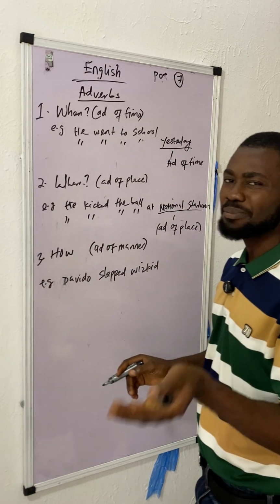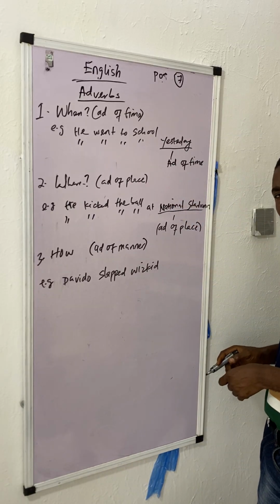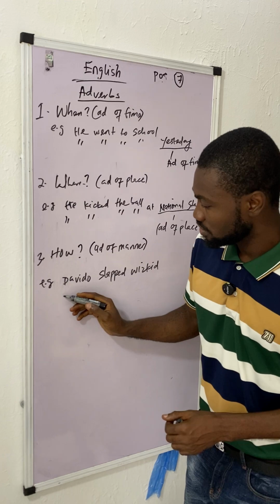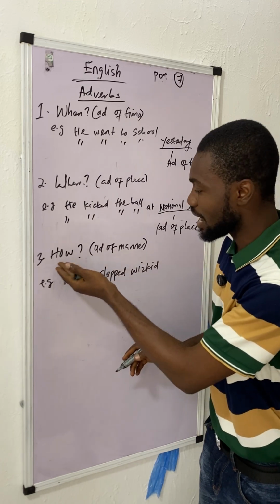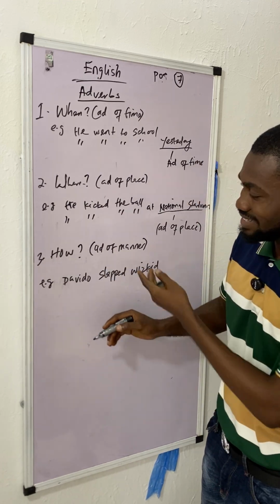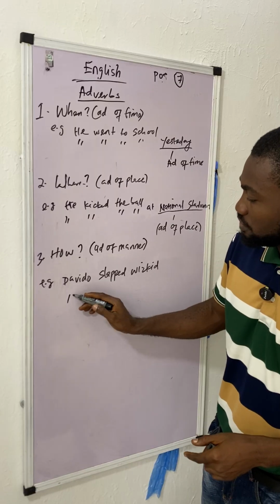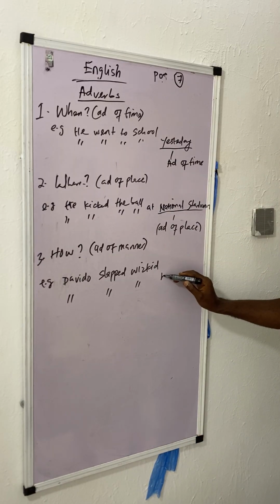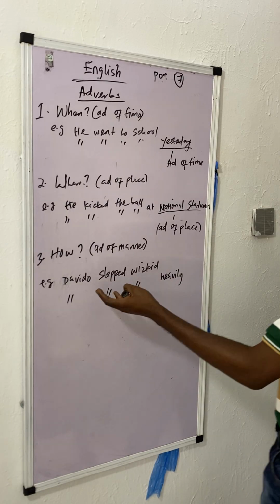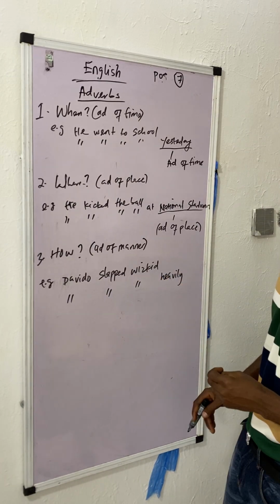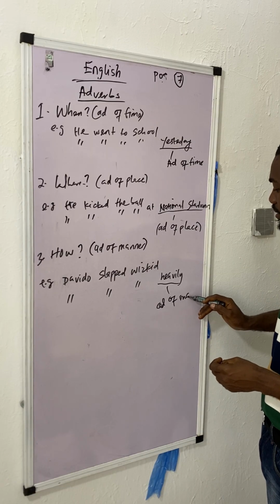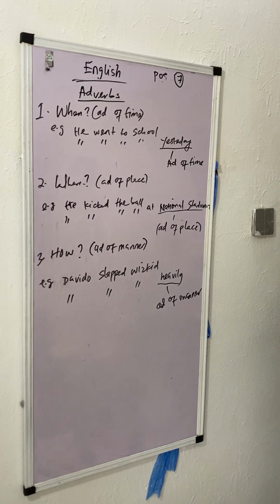So you told someone Davido slapped Wizkid. So the person now asks you how. You now respond, answering this question how. That's the function of the adverb of manner. The manner. How? What is the manner? Davido slapped Wizkid heavily. All right. Davido slapped Wizkid heavily. A heavy slap. So this is the what? Adverb of manner. All right.